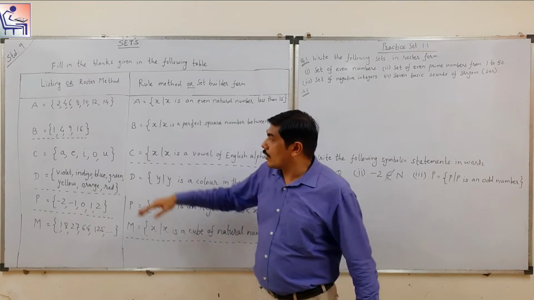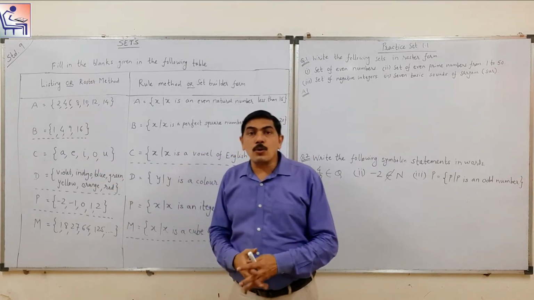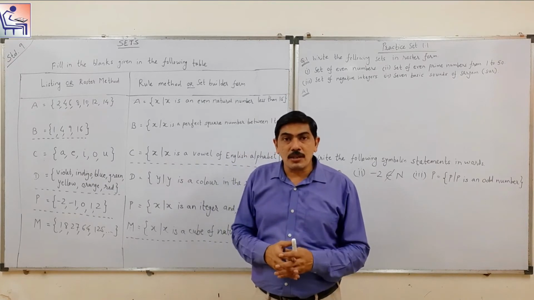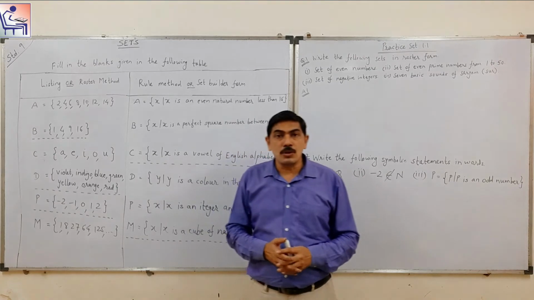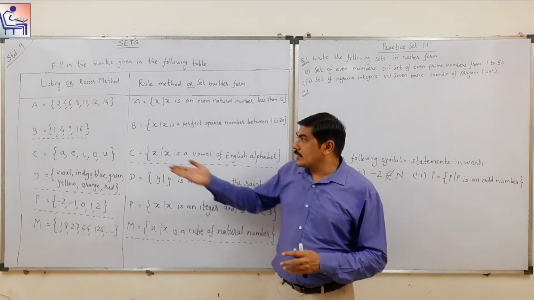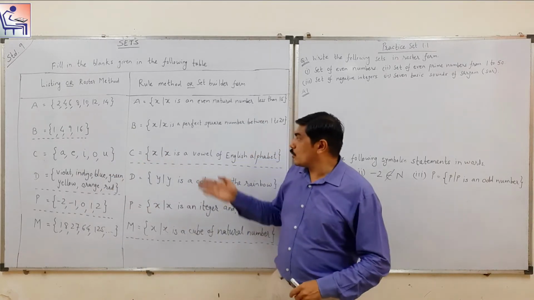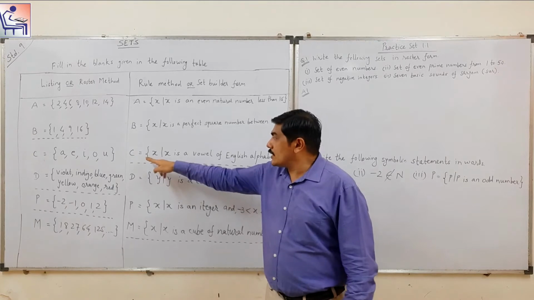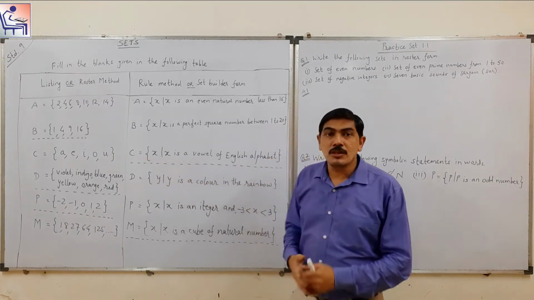Now the third one, C is equal to A, E, I, O, U. This is the set in which the elements are given as A, E, I, O, U. This already you know from your childhood that these are the vowels in English alphabet. So we write the answer as C is a set of all X such that X is a vowel of English alphabet.